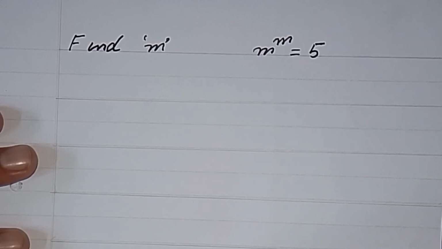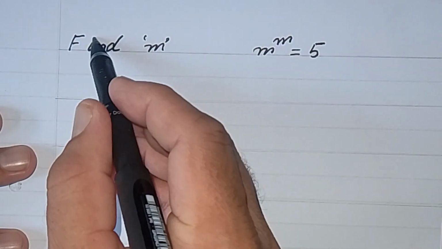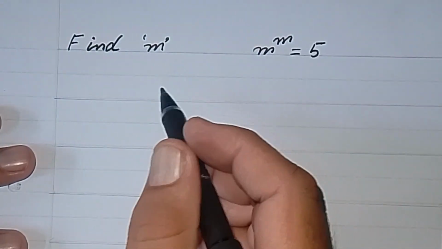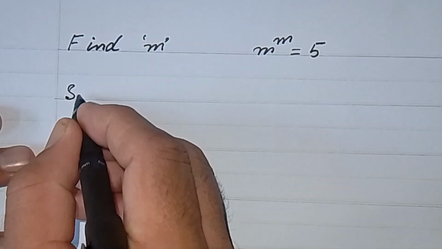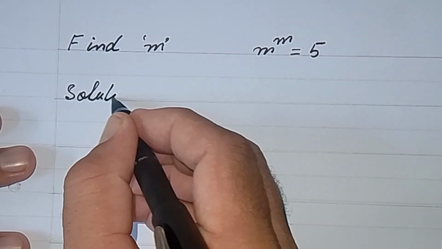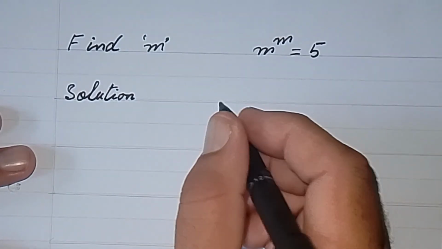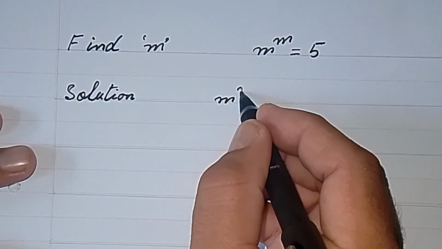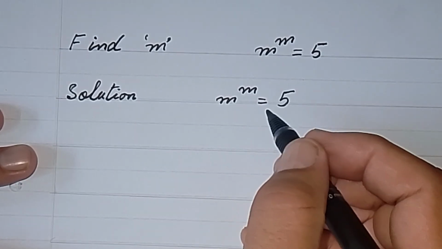Today the question is m raised to the power m is equal to 5, and we have to find the value of m. The solution is m raised to the power m is equal to 5.